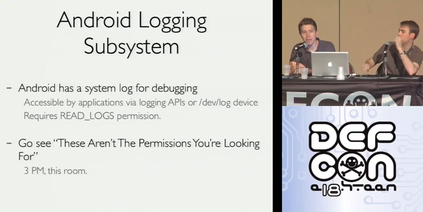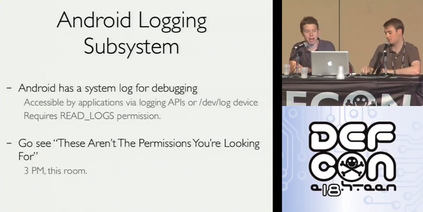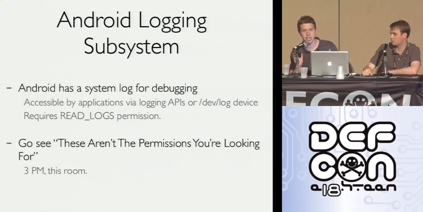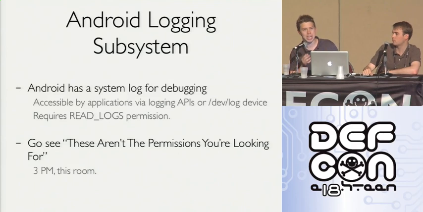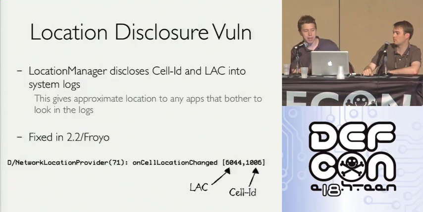So, for those of you who don't know much about Android, Android has a logging subsystem that you can use when you're developing applications. This is just like any other logging system, but this one is Android's. Specifically, if you want to read logs that are produced by the system, so there's a centralized system logging framework, you can request the read logs permission, and it allows you to access that. So this is the background for what we're going to talk about. And if you're really interested in this sort of vulnerability, at 3 p.m. in this room, there's a really good talk you should see as well.